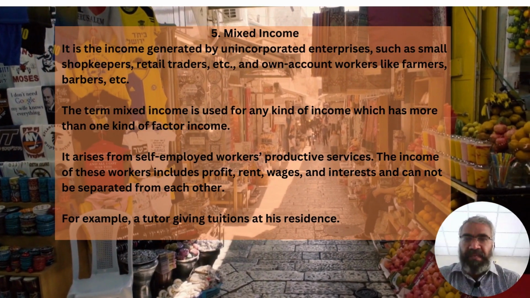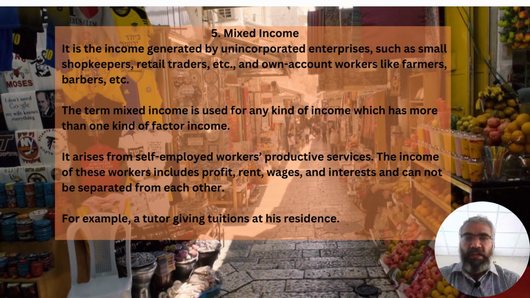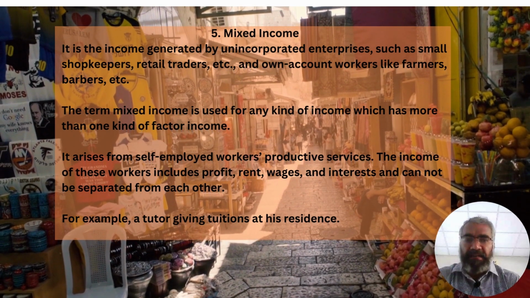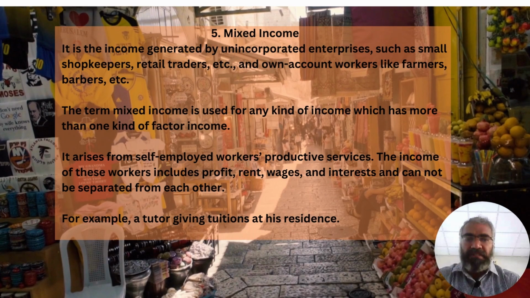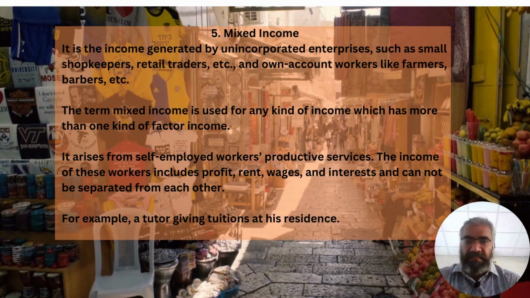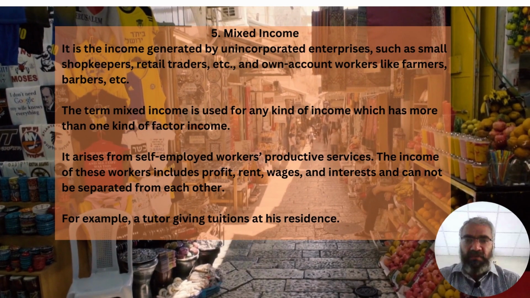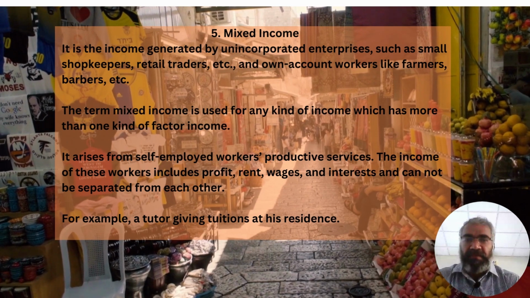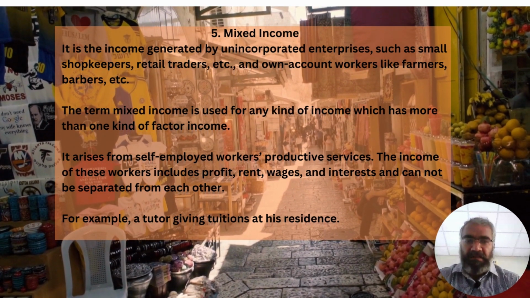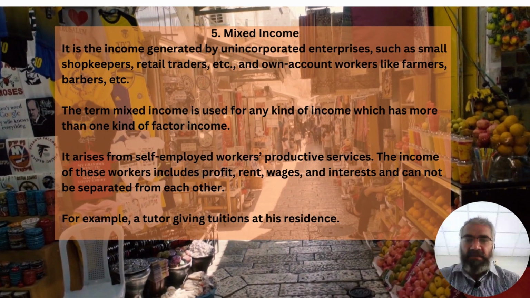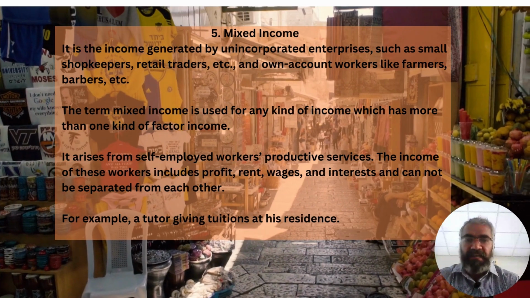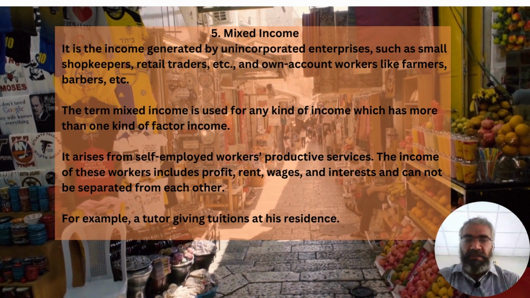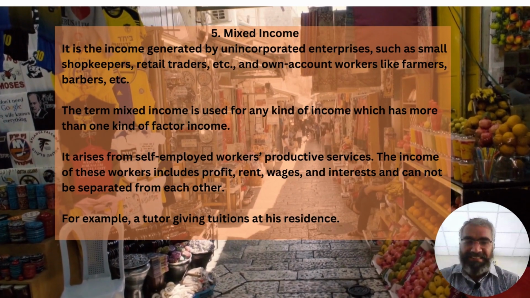Number five, mixed income. It is the income generated by unincorporated enterprises such as small shopkeepers, retail traders, etc., and own account workers like farmers, barbers, etc. The term mixed income is used for any kind of income which has more than one kind of factor income. It arises from self-employed workers' productive services. The income of these workers includes profit, rent, wages, and interest and cannot be separated from each other. For example, a tutor giving tuitions at his residence.